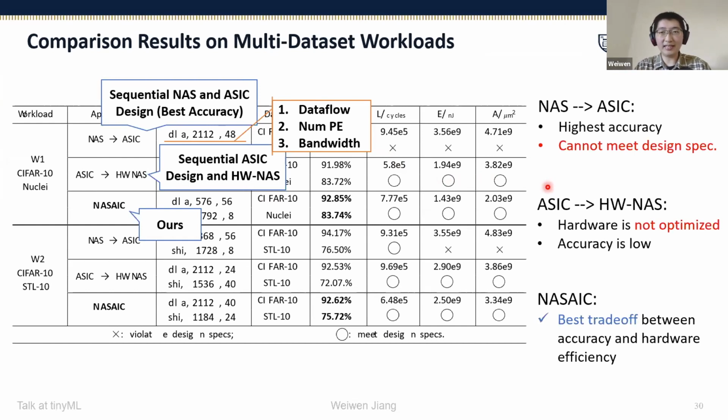Cannot be accommodated means that the design specification cannot be met. For example, the latency, energy, and error requirements, marked by the cross here, cannot be met. While for the hardware-aware design, the second approach from ASIC to hardware awareness, this approach can help us guarantee the latency and hardware efficiency requirements are met. However, it has low accuracy compared with ours. So finally, the proposed co-design can make the best trade-off between accuracy and hardware efficiency.